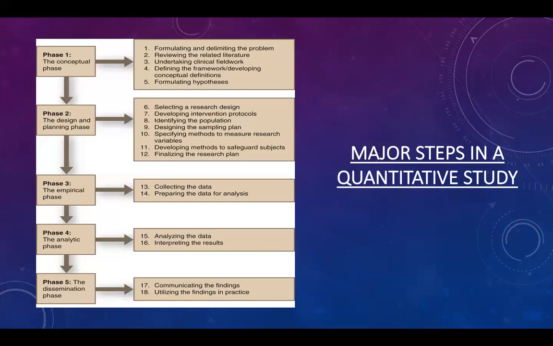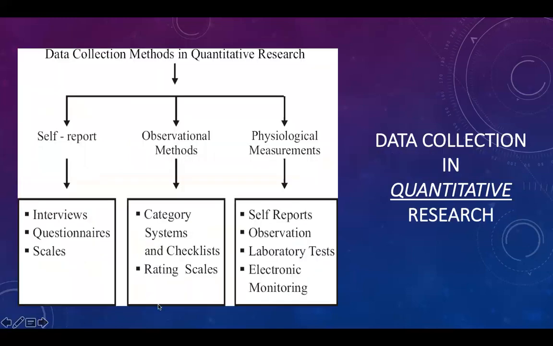Collect your data in phase 3, prepare the data for analysis. Phase 4, analyze the data, interpret the results. And then in phase 5, communicate your findings. And this will all be put into your chapter 1, chapter 2. Okay, data collection in quantitative research. So remember, when you're collecting data in quantitative research, you're looking at your data collection through interviews, questionnaires, and scales. You're going to be doing checklists, rating your responses, and then doing observation and electronic monitoring.